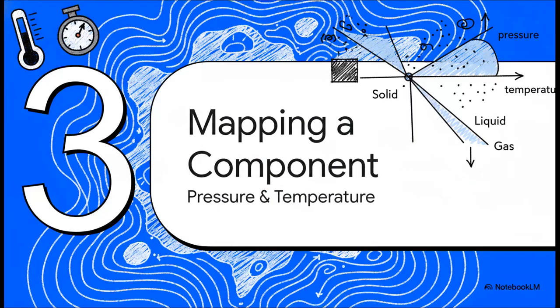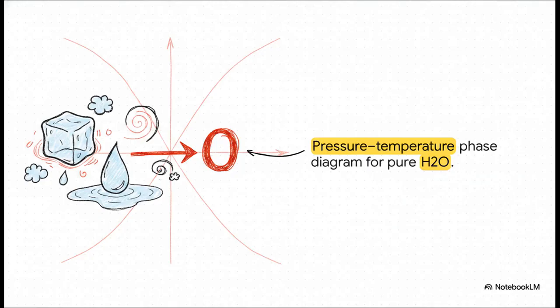Section 3, mapping a single component, pressure and temperature. When we map out pure H2O, the phase boundaries clearly show us exactly where 2 phases coexist in equilibrium. If you shift the temperature or the pressure enough to cross one of those boundaries, a phase transformation happens, like melting or boiling. But the really wild part is the invariant triple point, where all 3 boundaries meet.